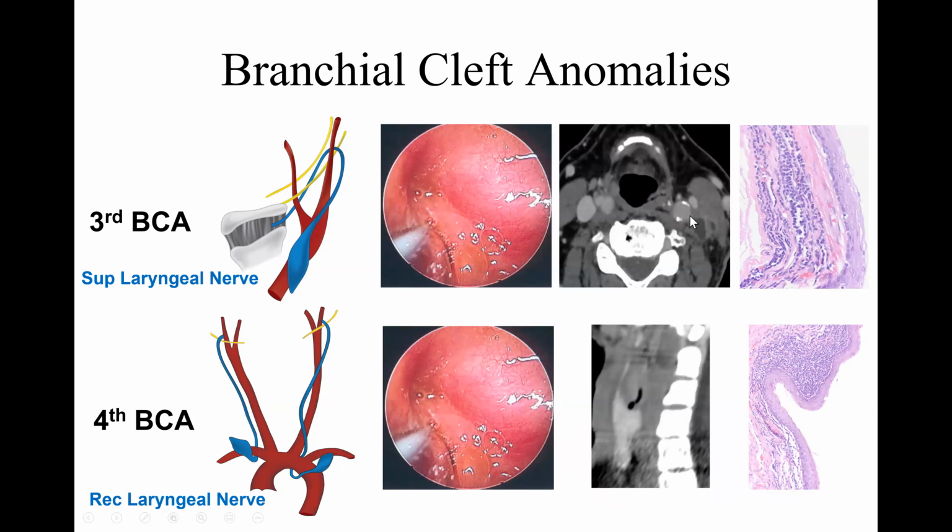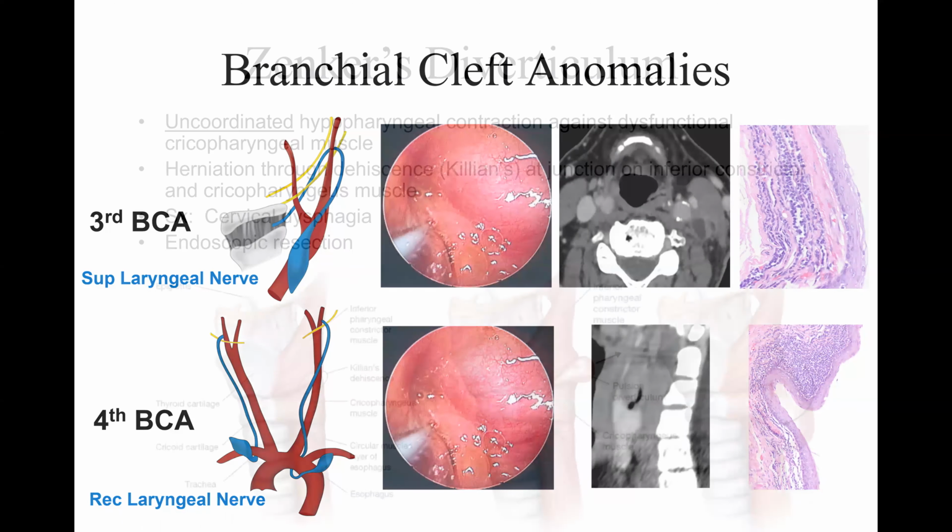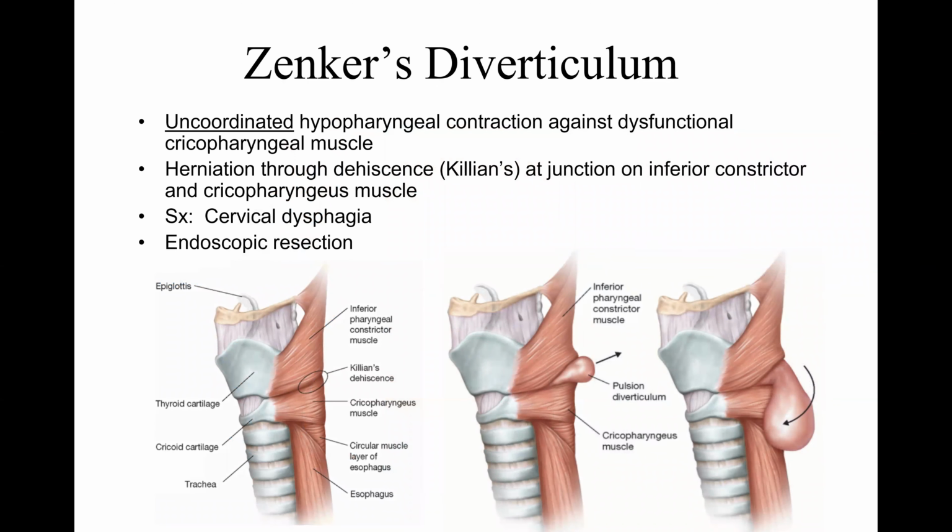So if we see something in this location, in the posterior triangle, and the pathology comes back as a branchial cleft anomaly, we can say this is a third. And in the case inferiorly, we can see this air extending into the superior aspect of the thyroid gland. We can then say definitively that this is a fourth branchial cleft anomaly. So I would argue that it's really up to us as radiologists to make the specific diagnosis as to the specific embryologic cause of the branchial cleft anomaly.